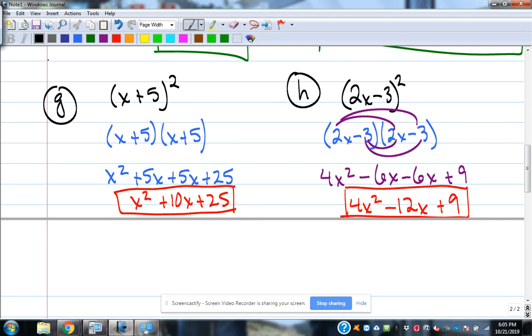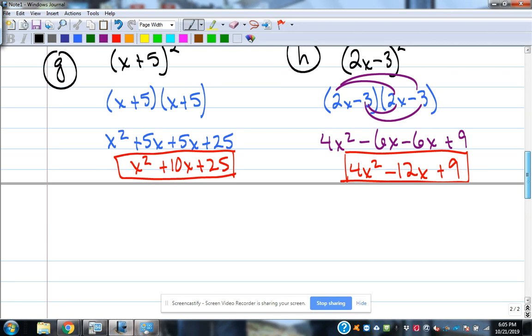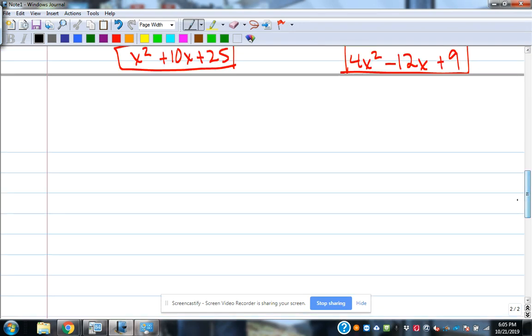Let's do this one. I. X plus 2 to the third power. So instead of squared, it's to the third power. So what does that mean?